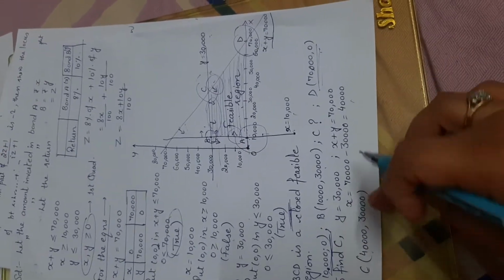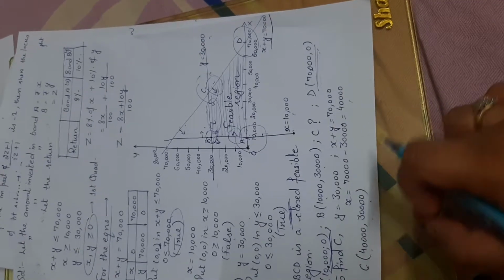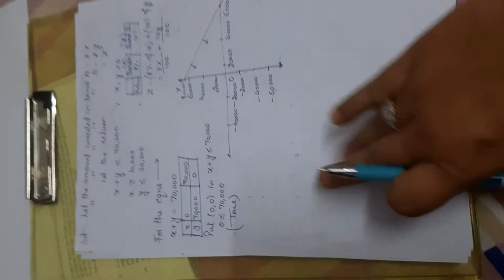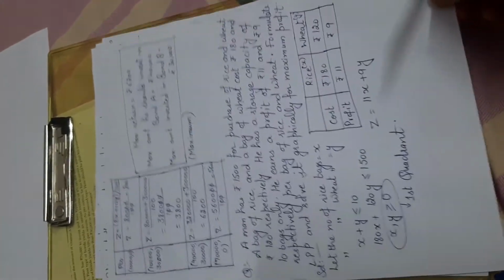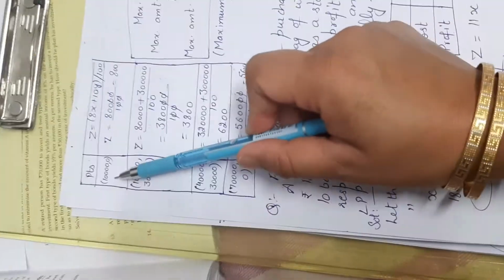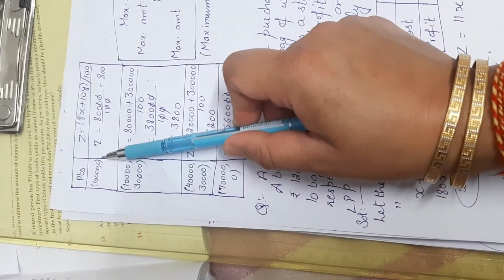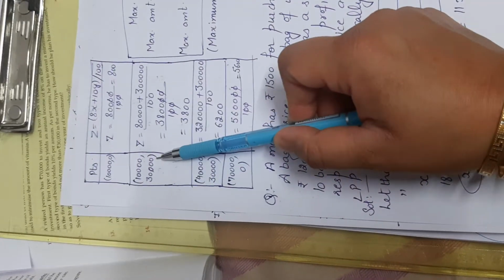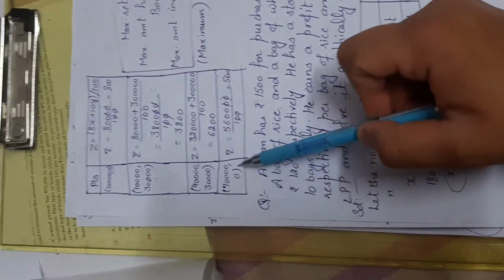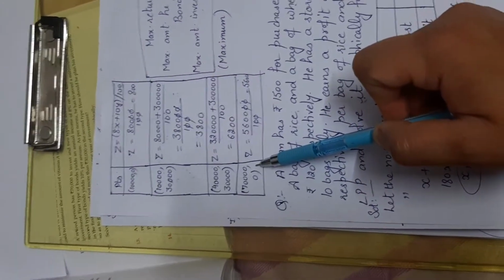We'll find the value of Z at all these points. I've already calculated them. The very first point is 10,000, 0. Another point is 10,000, 30,000. The next point is 40,000, 30,000. And the last point is 70,000, 0.